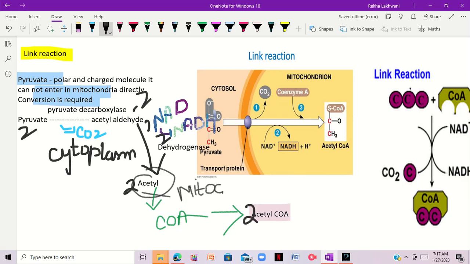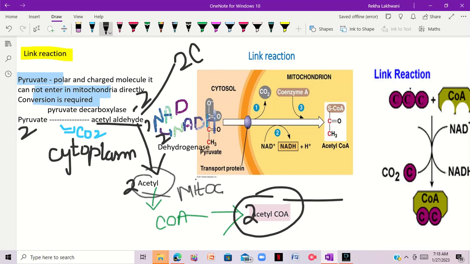Remember that acetaldehyde is a two carbon compound. Why? Because pyruvate is three carbon, and one carbon is removed by the action of decarboxylase. So how many carbons are left? Two carbons are left. Now these two acetyl coenzyme A molecules will go into the Krebs cycle, or the TCA cycle, the tricarboxylic acid cycle, right? In the given diagram you can easily understand this. Pyruvate will be converted into acetyl coenzyme A.